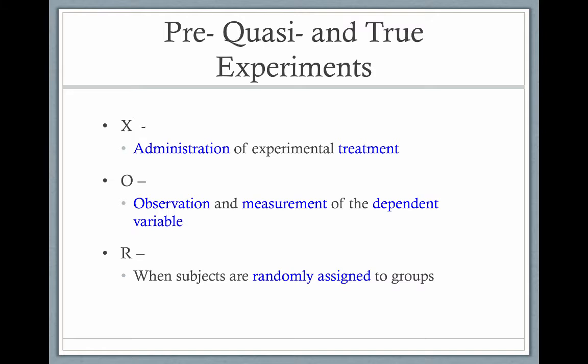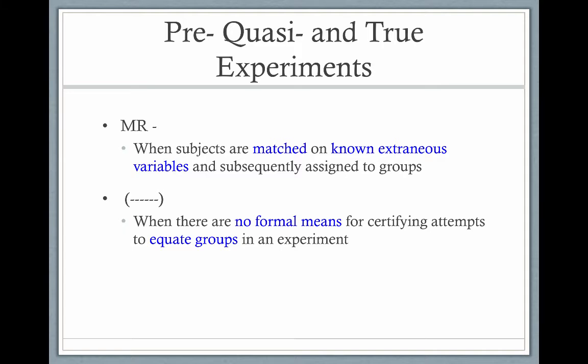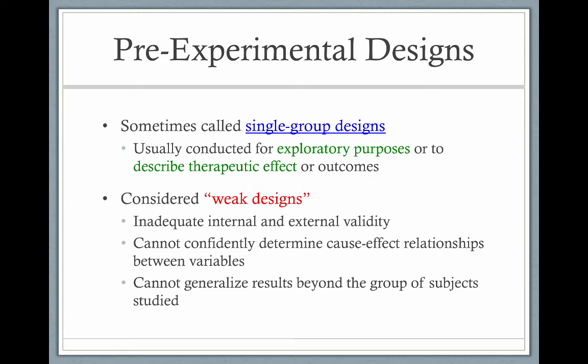X's are our experimental treatment. O's are our observation or measurements of the dependent variable, right? So X would be the independent variable. R, when subjects are randomly assigned to groups. MR, when subjects are matched on known extraneous variables and then assigned to groups. And the dashed line, when there are no formal means of certifying attempts to equate groups in an experiment.